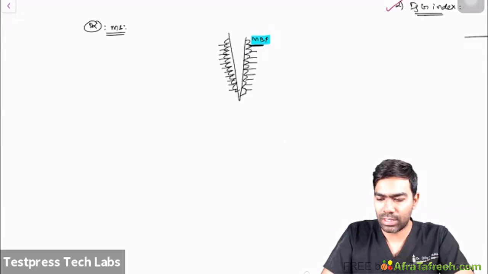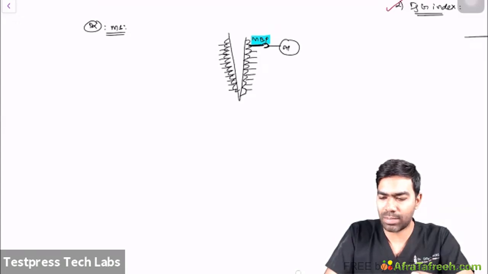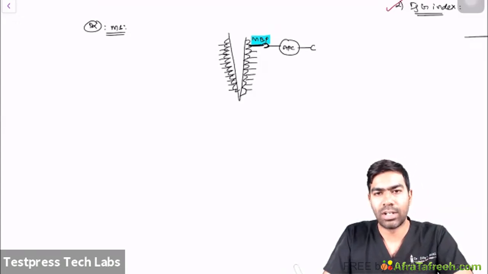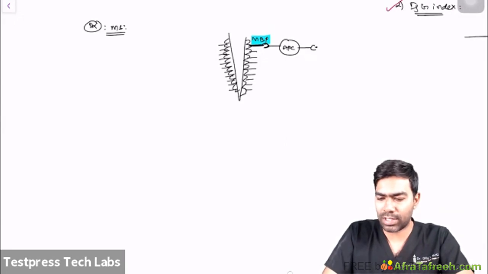So this MBP is the one that is recognized as antigens by the antigen presenting cells, and they are presented to the T helper cells. Like for example, let us assume this is a naive T helper cell.